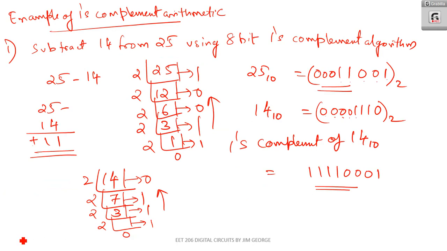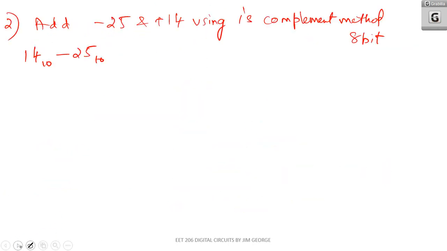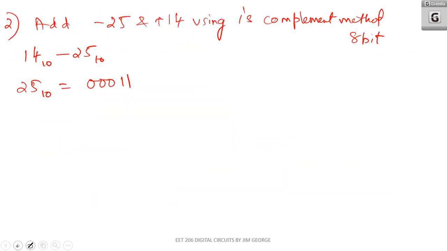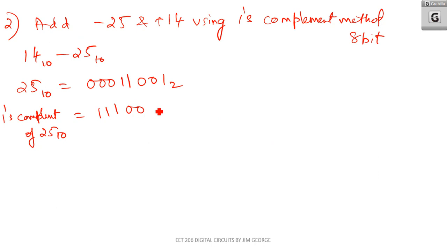25 to the base 10 is 0 0 0 1 1 0 0 1 to the base 2. So what is ones complement of it? Ones complement of 25 to the base 10 is given by 1 1 1 0 0 1 1 0, again to the base 2.